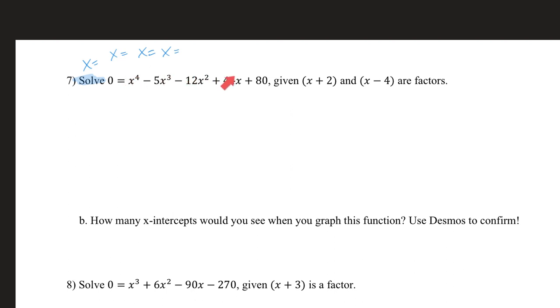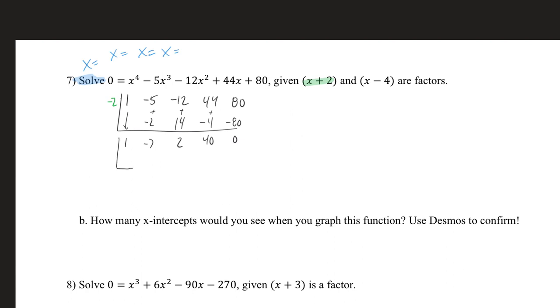4, 3, 2, 1, 0, no gaps. So I've got 1, negative 5, negative 12, 44, 80. And I'll just start with the 2. So x plus 2 is going to give me a negative 2 here. Drop down 1. Negative 2, add, get negative 7, multiply, get 14, add, get 2, multiply, get negative 4, add, get 40, multiply to get negative 80. There's that 0, like we should have.